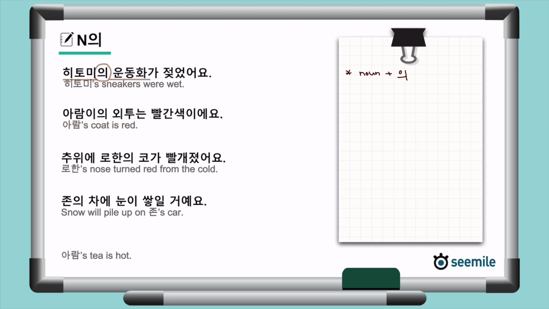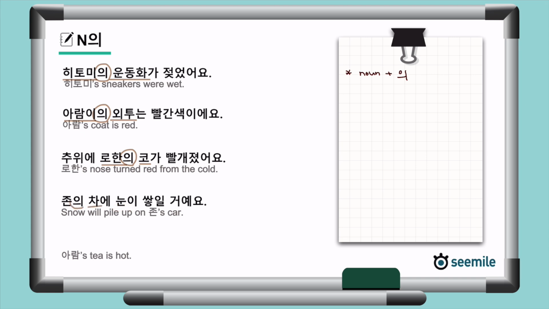아람이의 외투는 빨간색이에요. Whose coat is red? Yes, 아람's. 추위에 로한의 코가 빨개졌어요. Did you catch whose nose turned red from the cold? 로한's. 존의 차에 눈이 쌓일 거예요. Snow will pile up on whose car?